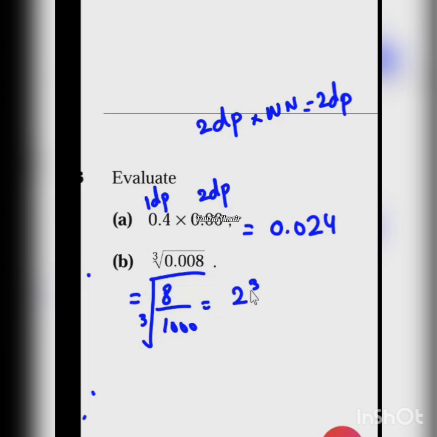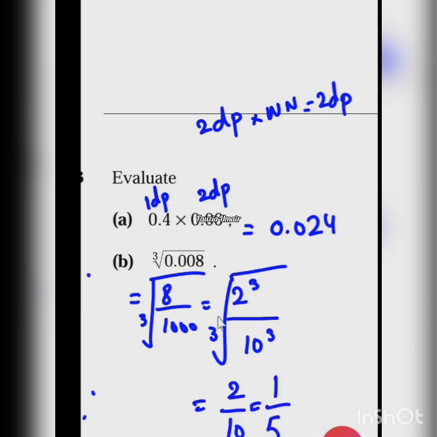2 cube, or you have 10 cube, and this is whole cube. This is also a 1 mark question. 2 by 10, and the answer is 1 by 5. I hope this is clear.